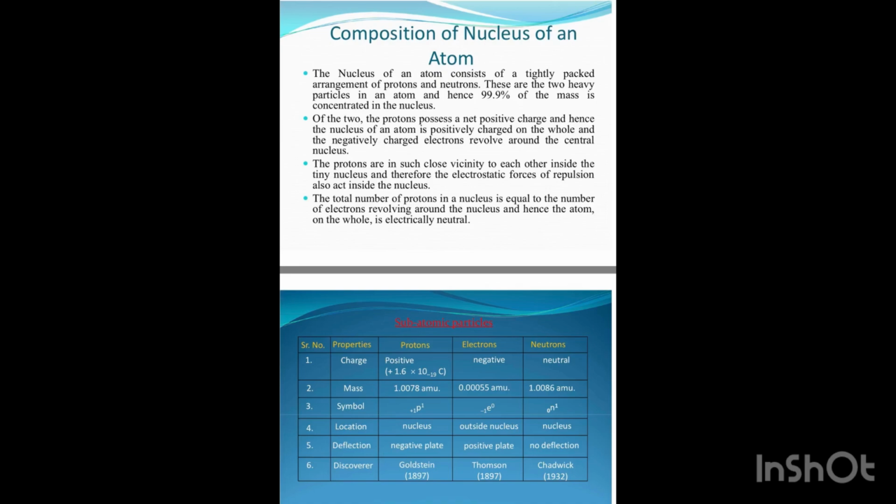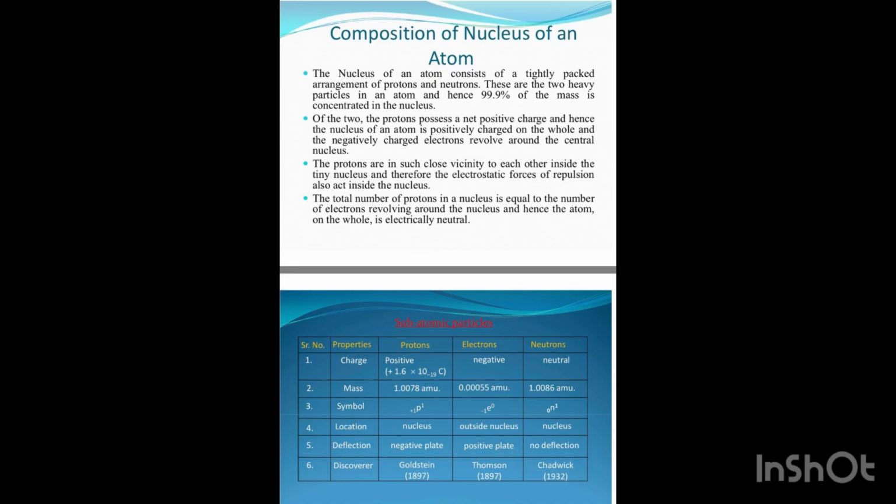Composition of nucleus of an atom. The nucleus of an atom consists of a tightly packed arrangement of protons and neutrons. These are the two heavy particles in an atom, and hence 99.9% of the mass is concentrated in the nucleus. Of the two, the proton possesses a net positive charge, and hence the nucleus of an atom is positively charged on the whole, and the negatively charged electrons revolve around the central nucleus.